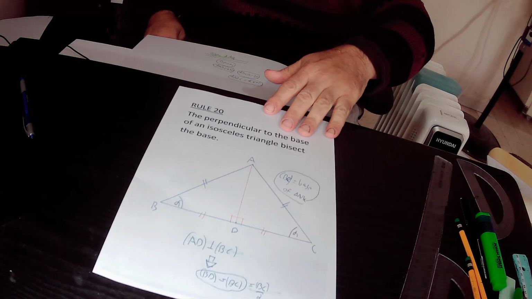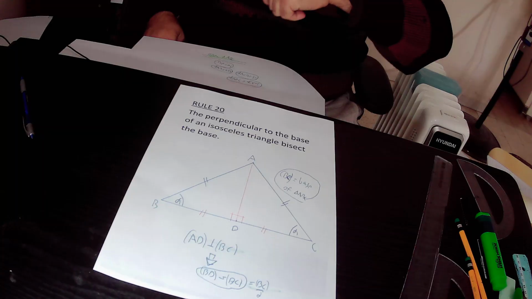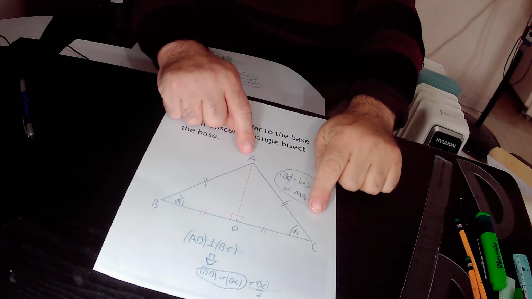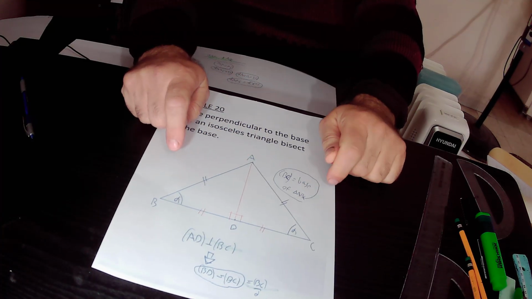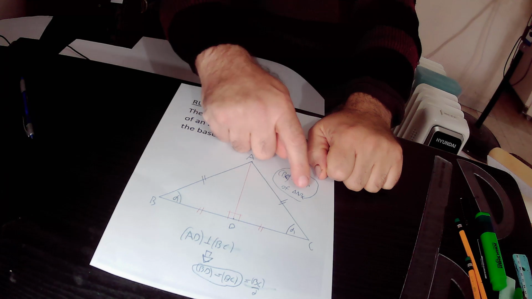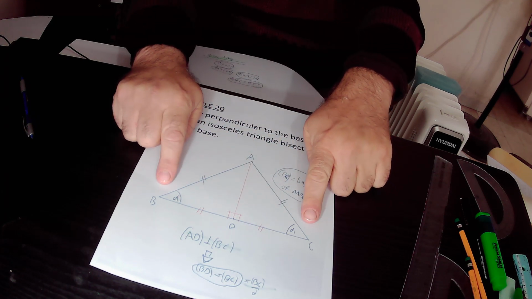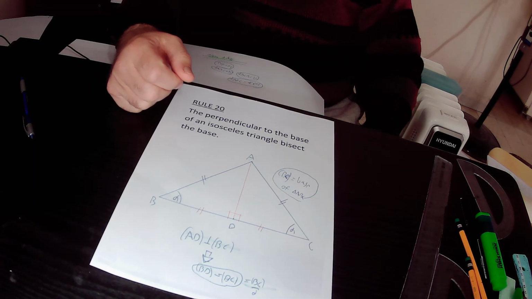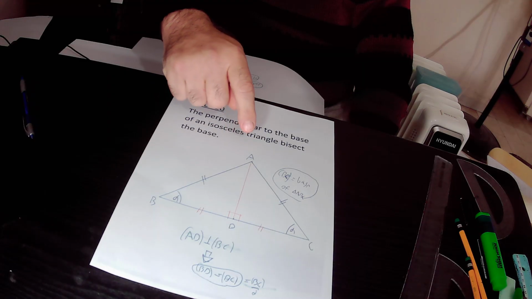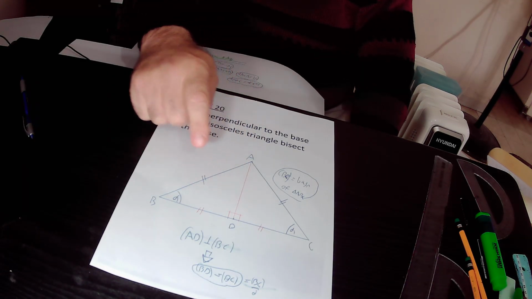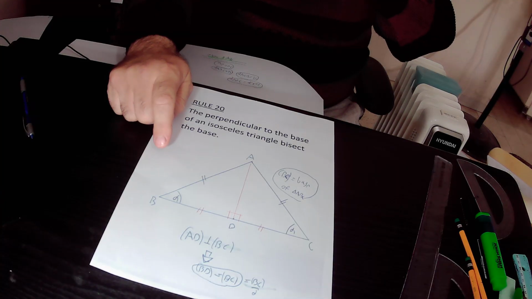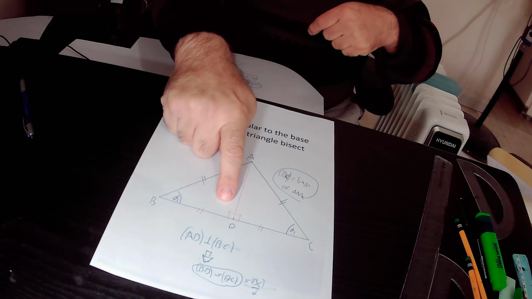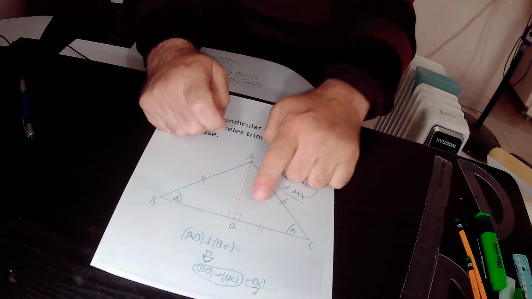In the drawing, we have the isosceles triangle ABC. Triangle ABC is an isosceles triangle because side AB equals side AC, and those angles are both equal to alpha. So BC is the base of this isosceles triangle. According to rule 20, the perpendicular from point A to the base BC, that is AD, bisects the base BC. First of all, AD is perpendicular to BC, and therefore this angle equals 90 degrees inside, and this angle also equals 90 degrees.